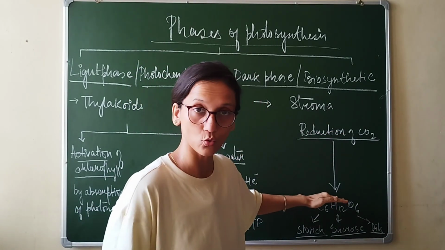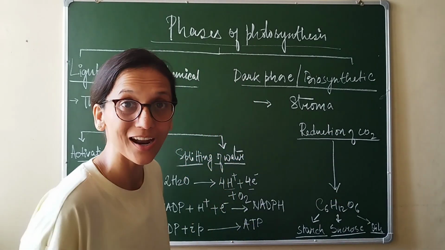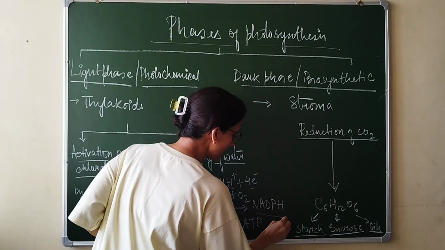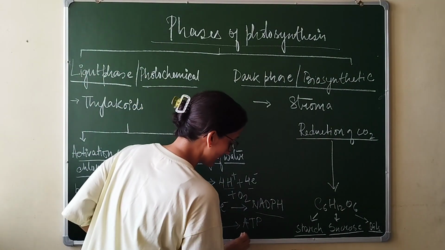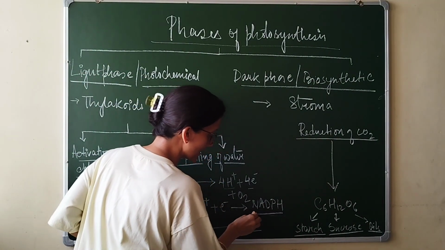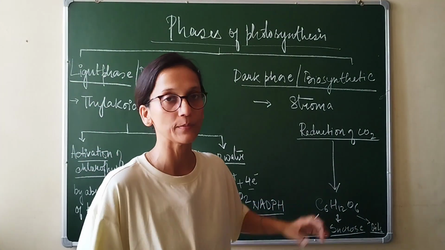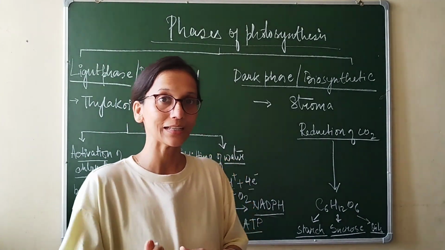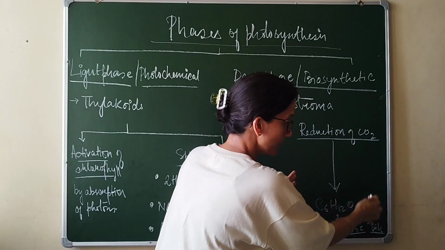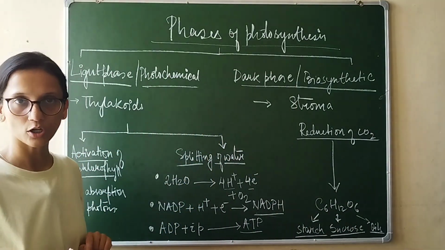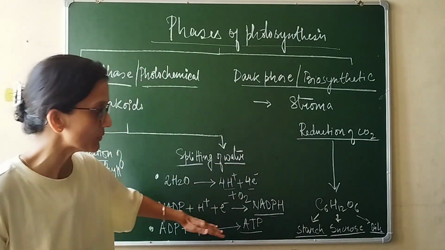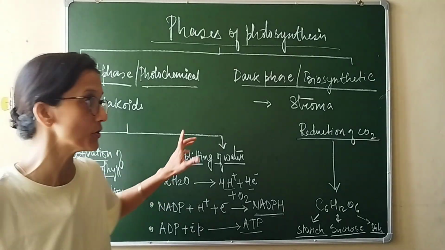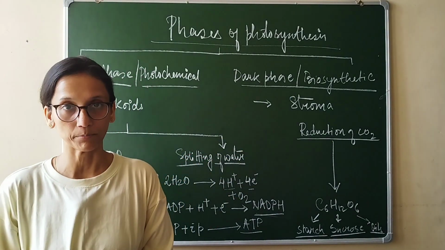लेकिन इस चीज को accomplish करने के लिए the plant requires energy in the form of NADPH and in the form of ATP. So these are the two forms in which the energy will be utilized by the plant. So indirectly, is this process possible without this step? No, it is not possible. So the products which are produced during the light phase are extremely essential for the dark phase to happen.